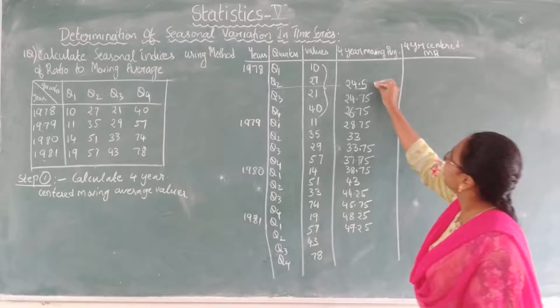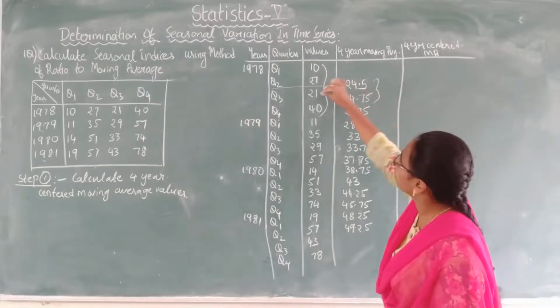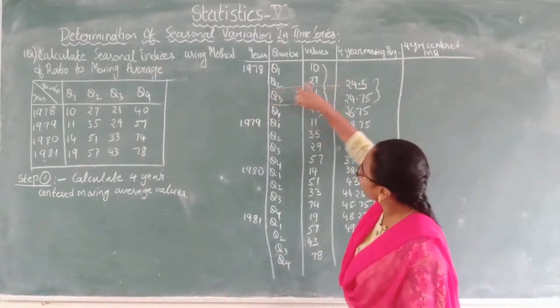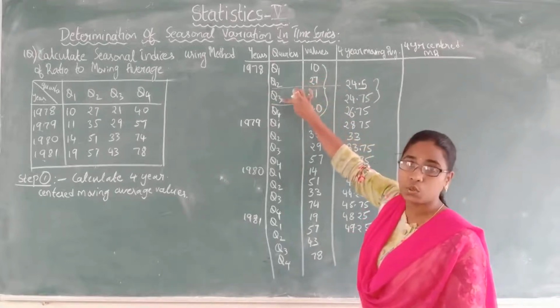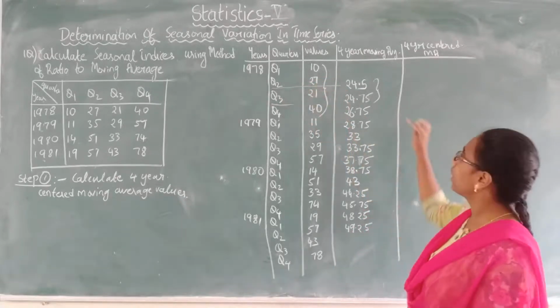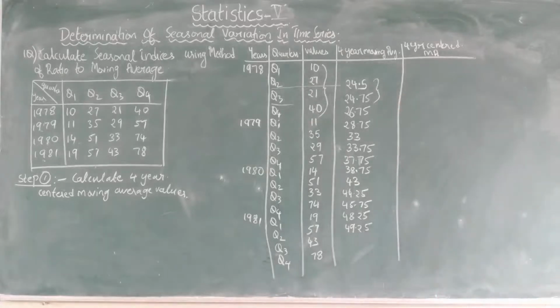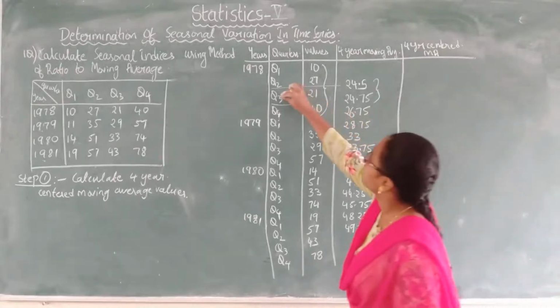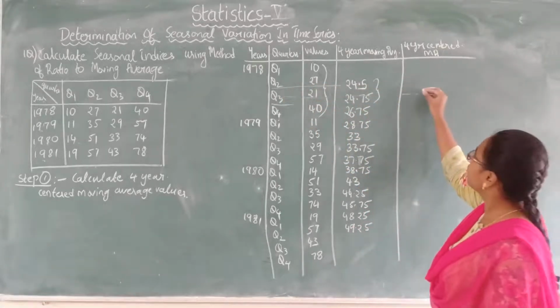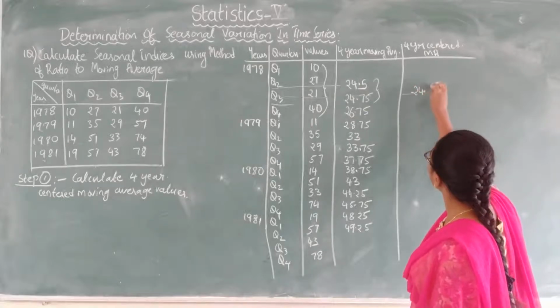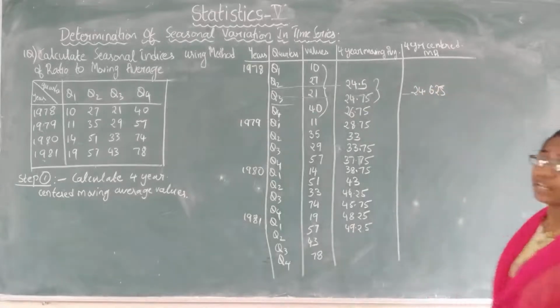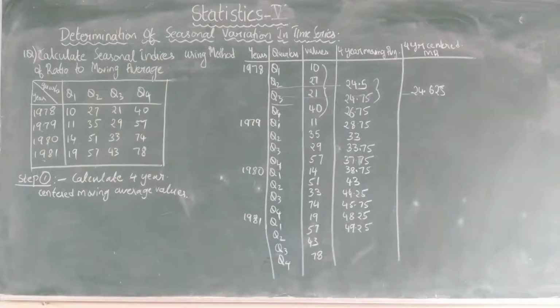So how do we calculate it? The average of the first 2 numbers, we will be placing in the middle. Here we have one value and here one value; between these two, the middle is Q3. So you write the average of 24.5 plus 24.75 divided by 2, which is 24.625. Where do you place this? Exactly at Q3. So at Q1 and Q2 of 1978, you will not get any moving average value.